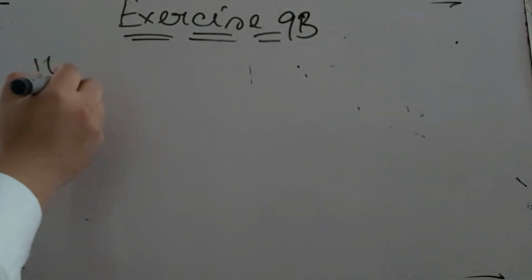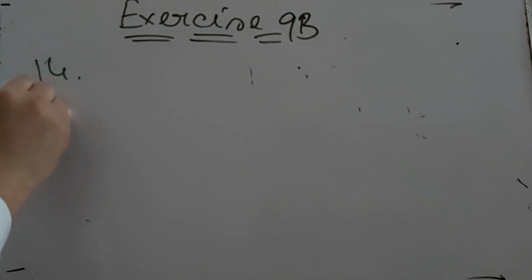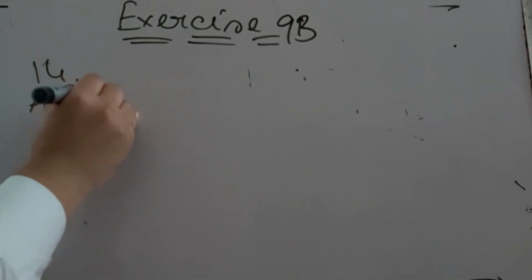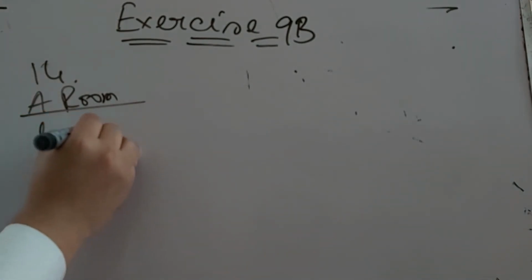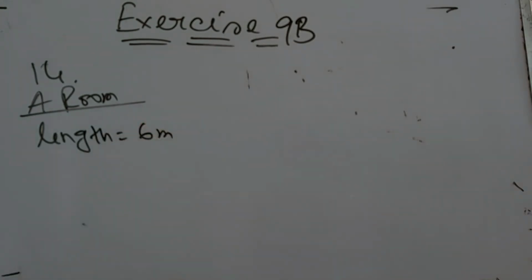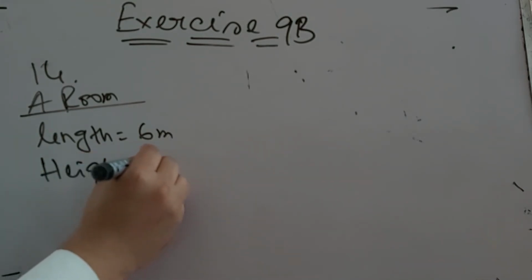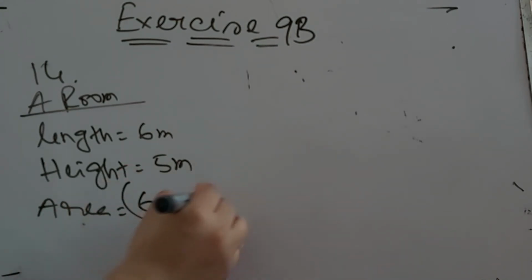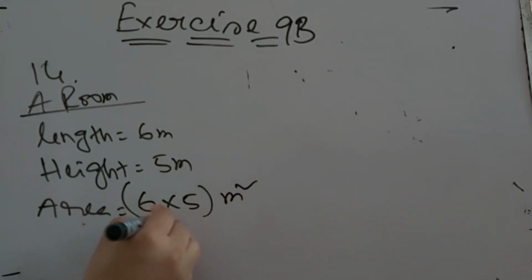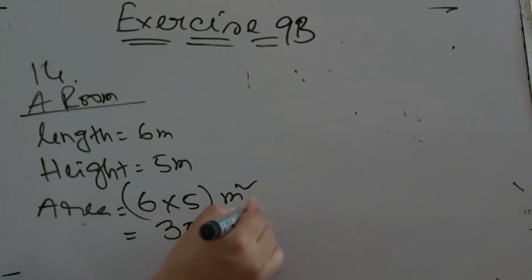So if I say a room, first we have to find out the area of a room. Room length equal to 6 meter, and height equal to 5 meter. Then what will be the area here? Area will be 6 times 5 square meter or meter square, that is 30 square meter.